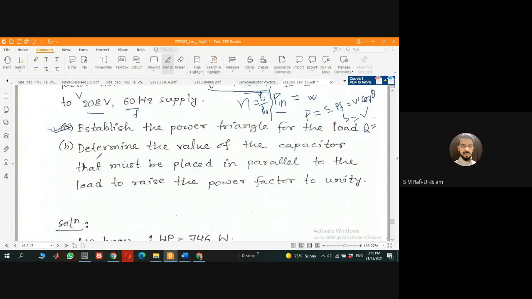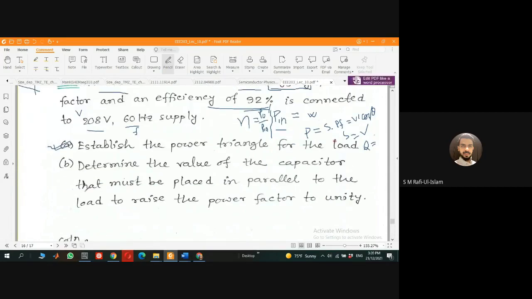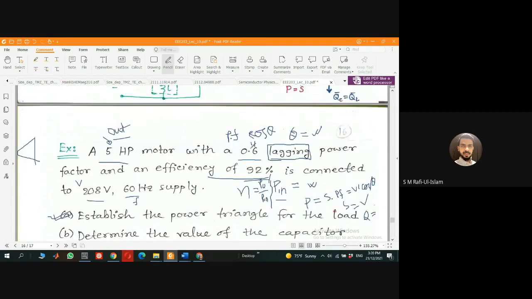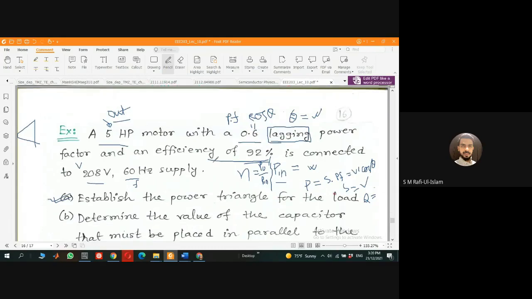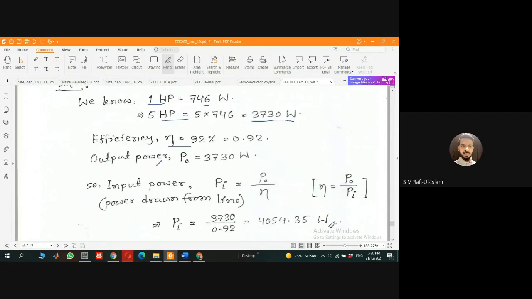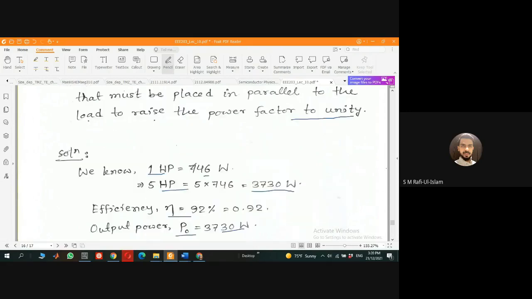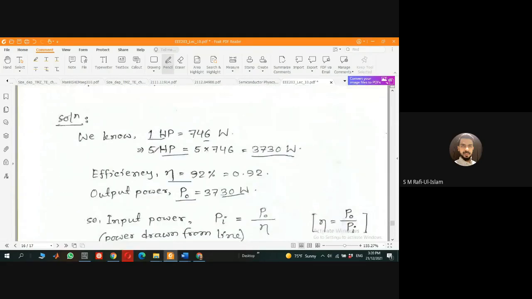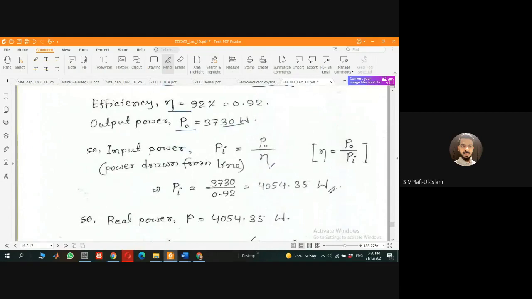Now, the second question is to determine the value of the capacitor that must be placed in parallel so that the load power factor rises to unity. My target is to make the power factor 1, right? Let's see how we solved it. The 5 horsepower is given, and the efficiency is given, so we can calculate the output power and then the input power.